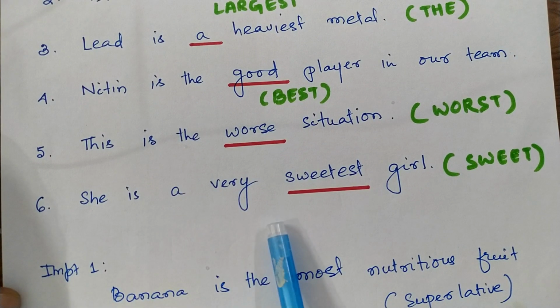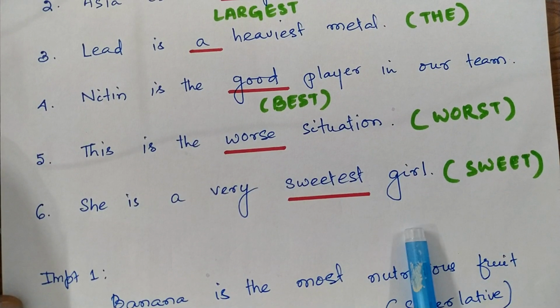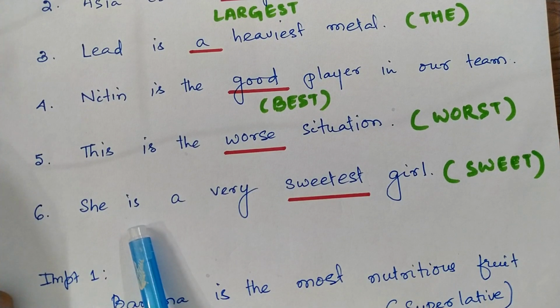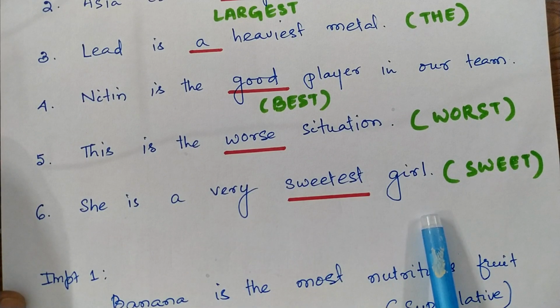Number 6. She is a very sweetest girl. She is a very sweet girl because it will mean in its root form only. Sweet, sweeter, sweetest. We are not comparing her to any other girl. Then we would have used she is sweeter than her.